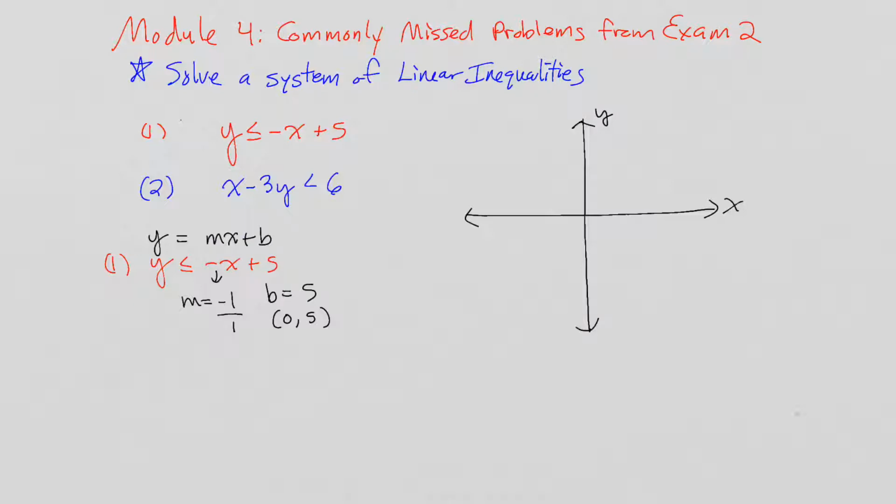So let's go ahead and plot this in red. So 1, 2, 3, 4, 5 right here is the y-intercept. And then from there we're going to go down 1 over 1. So down 1 over 1 right here. And we can keep going. So there's your first line. And actually I put it solid, forgot to mention, because there's an equal sign right here. So this one's going to be solid.